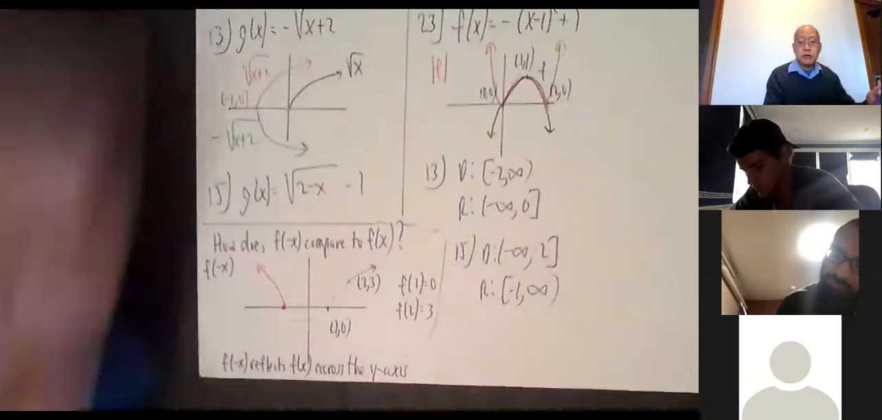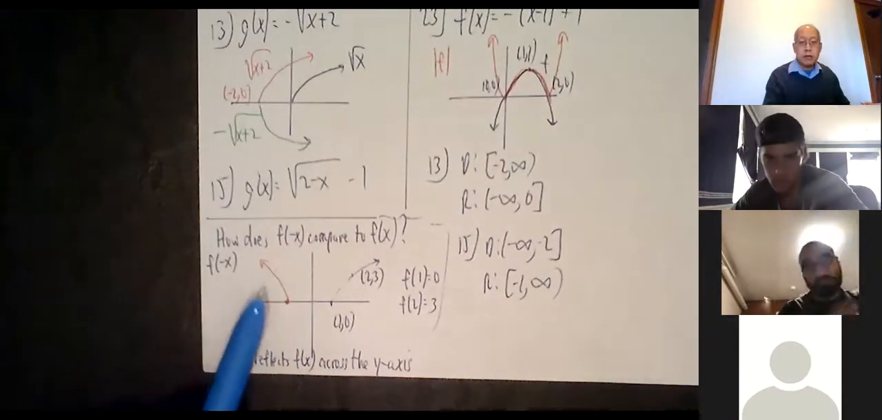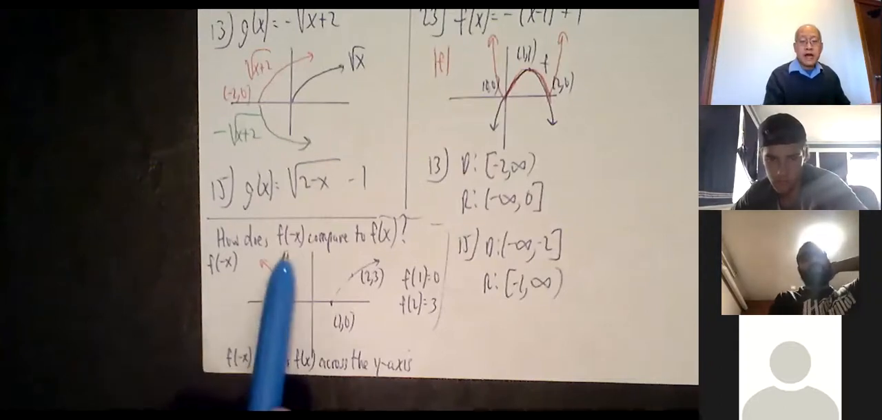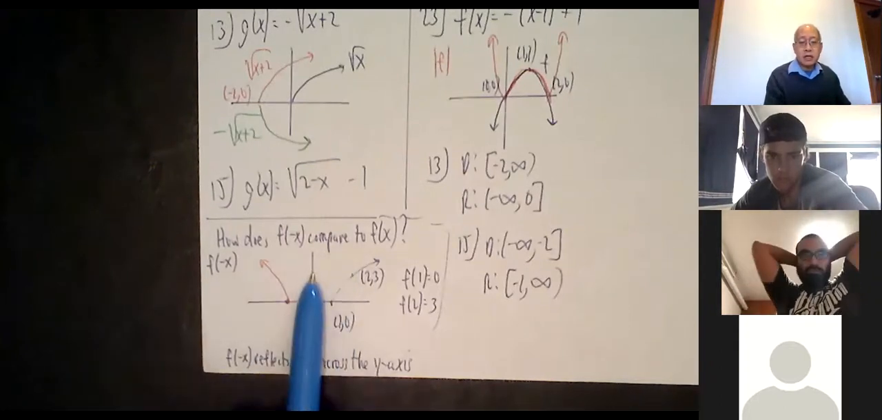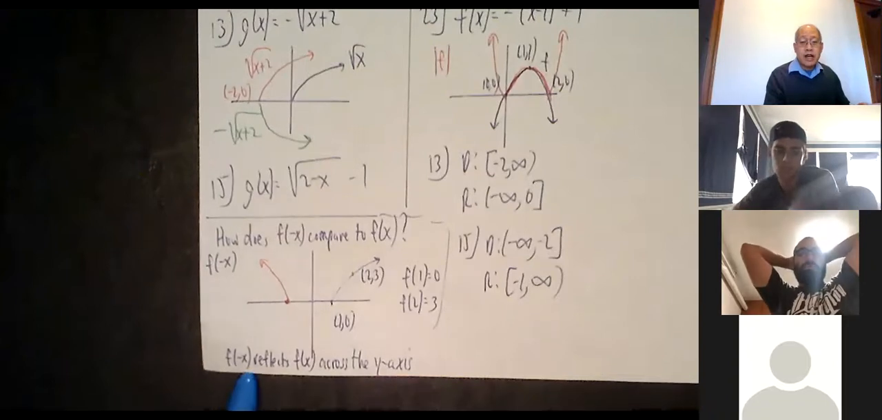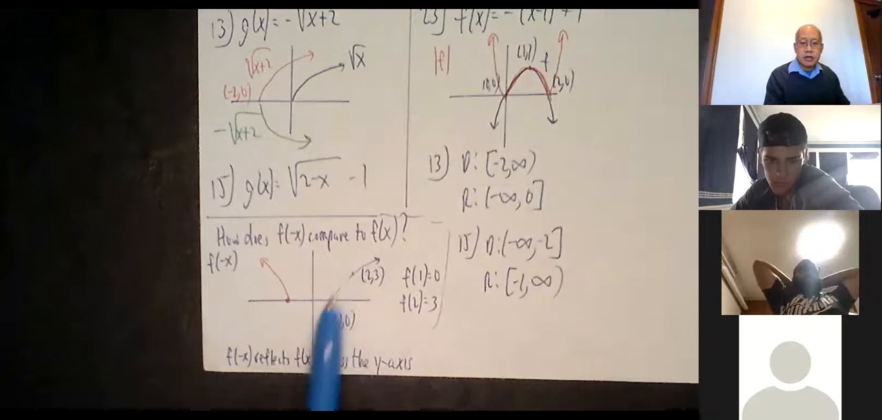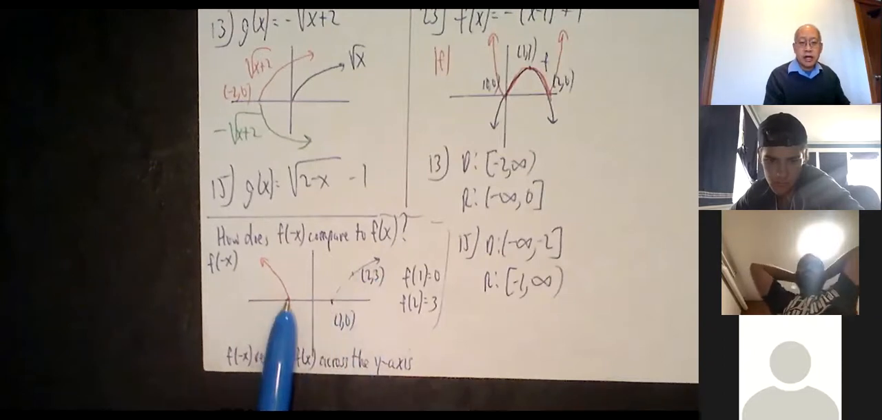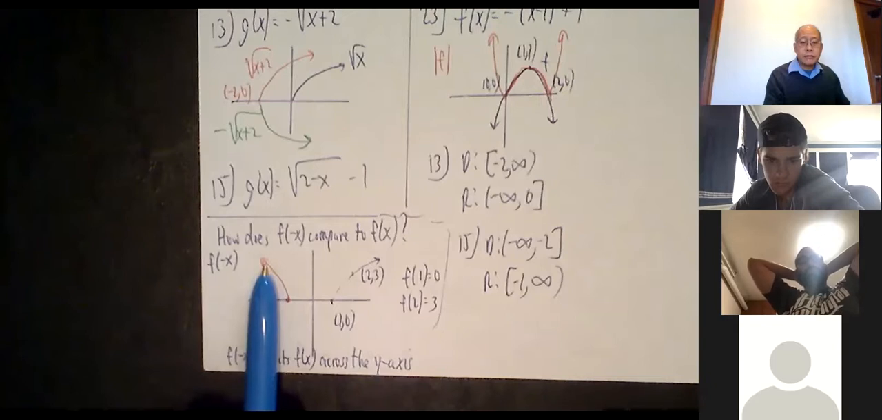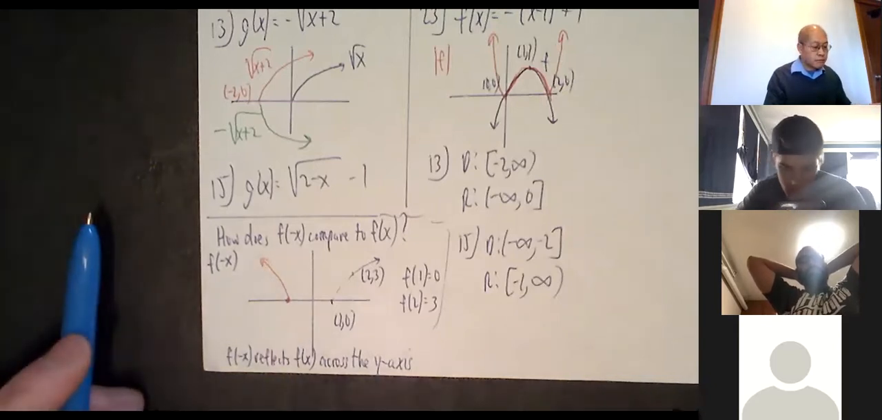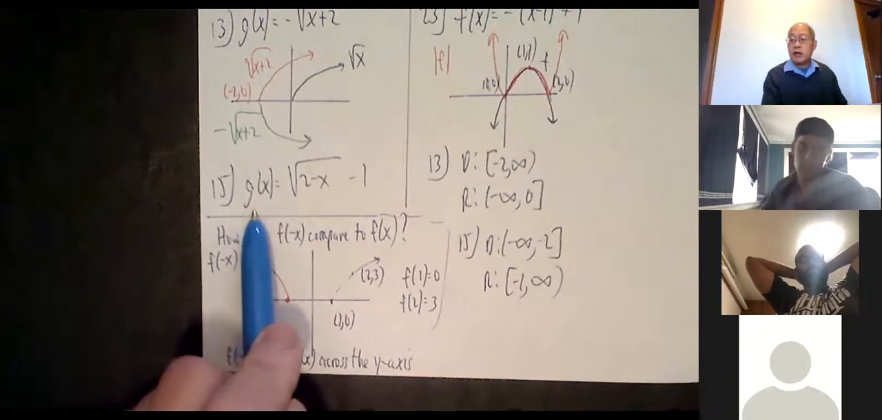Okay, then I wanted to show you this one right here. How does f(-x) compare to f(x)? Okay. f(-x) reflects f(x) across the y-axis. So let's pretend this is the original f(x). Then f(-x) looks like that.